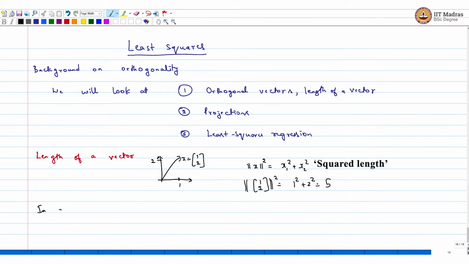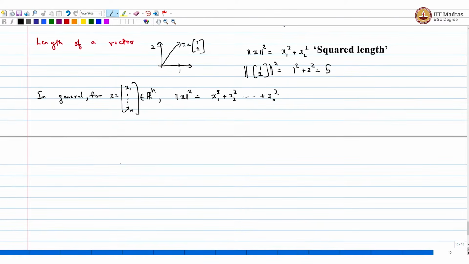So in general, if you have an x belonging to Rn, for x equals (x1, ..., xn) belonging to Rn, the length of x is defined like this.